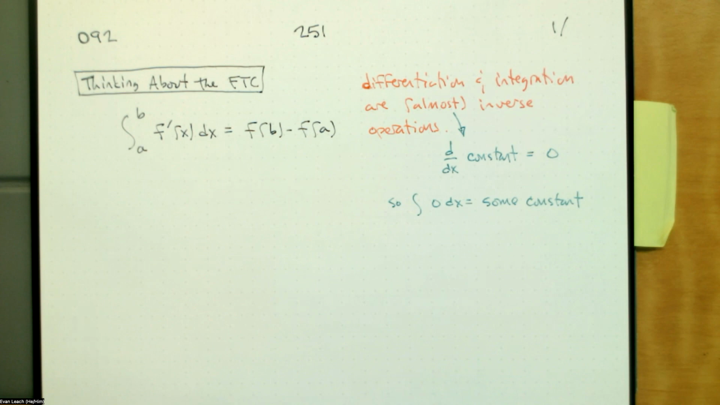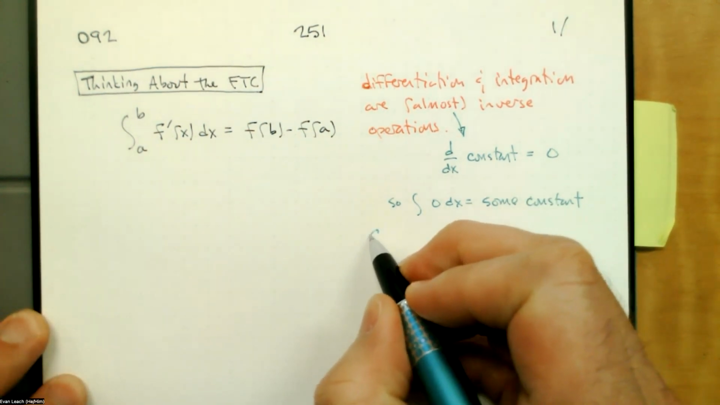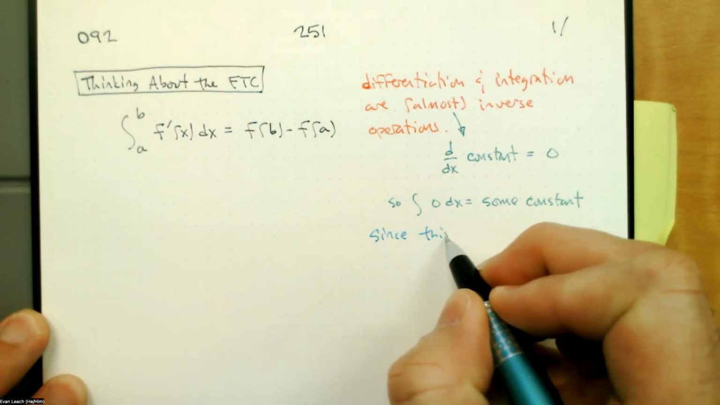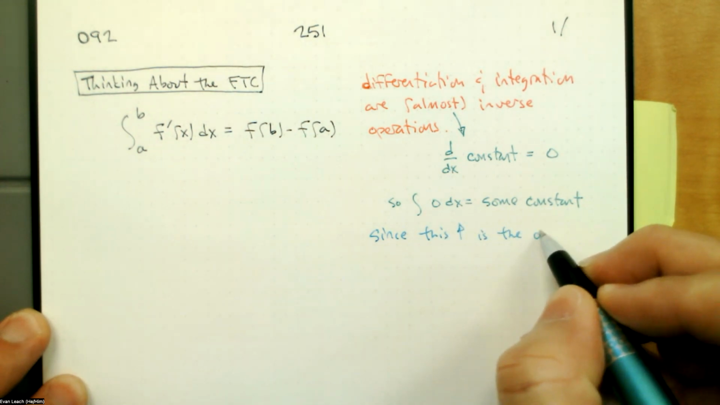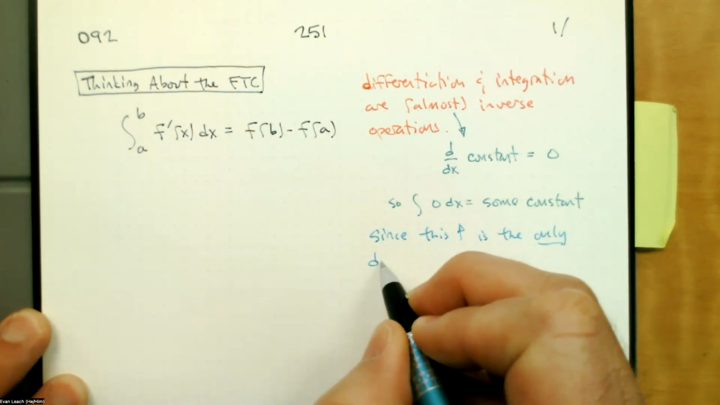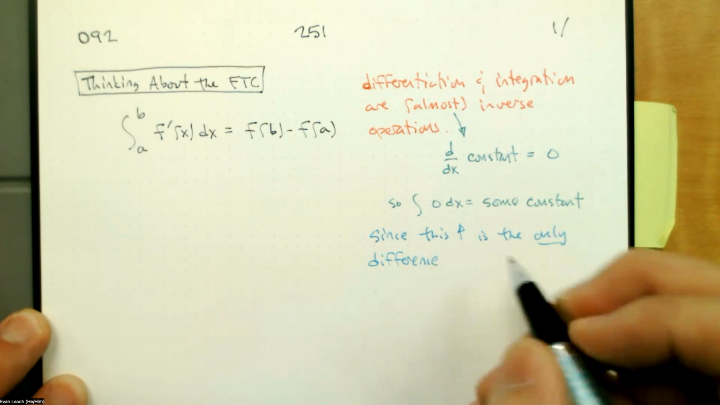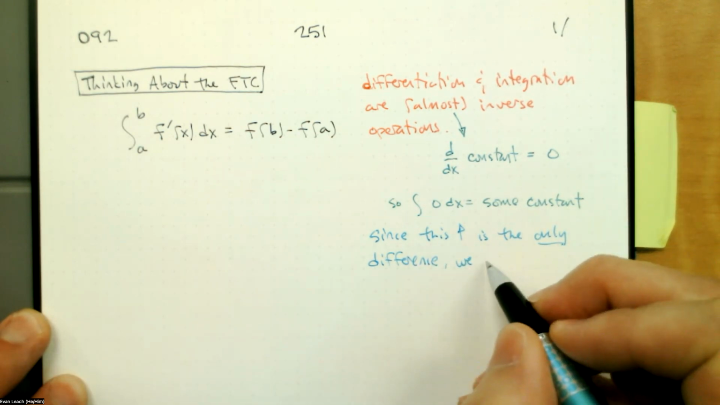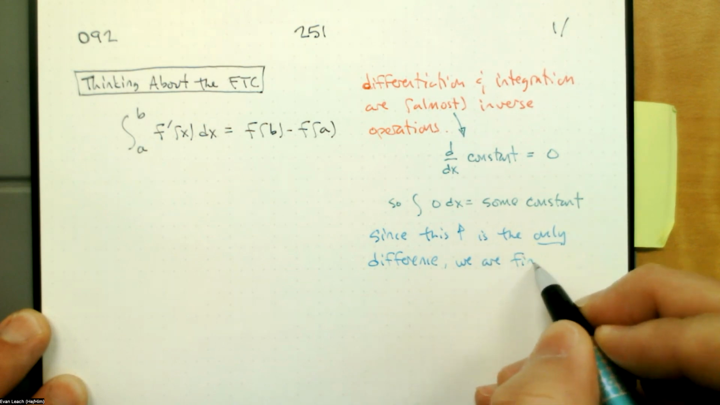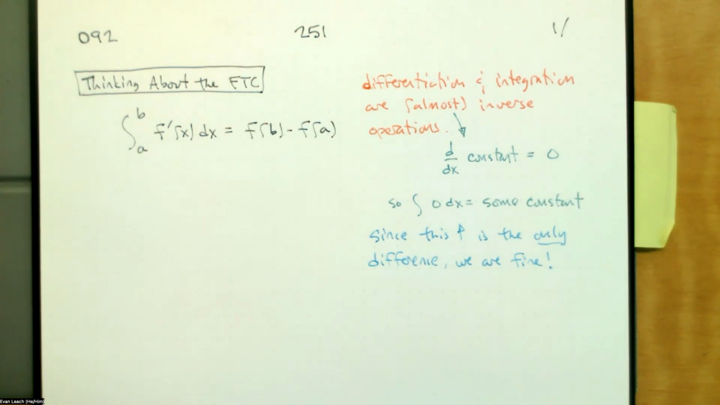So they're not quite inverse operations, but this is the only difference. Since this is the only difference, that's good enough. The only difference is super predictable, and it's only a difference of a constant. And if we have additional information about a particular function that we're looking for, we can nail it down to exactly which function with one piece of information.